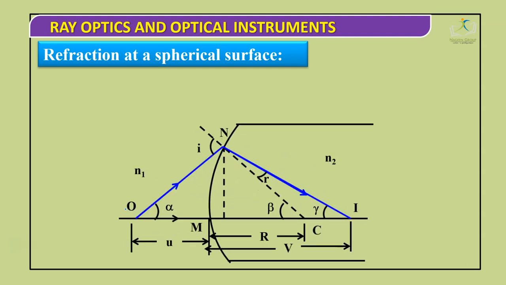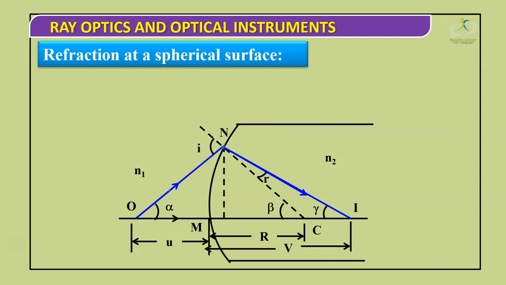Refraction at a spherical surface. Here we are drawing a spherical surface. For memorization, this is a convex mirror, but here we are taking convex surfaces, a convex spherical surface or convex spherical lens.